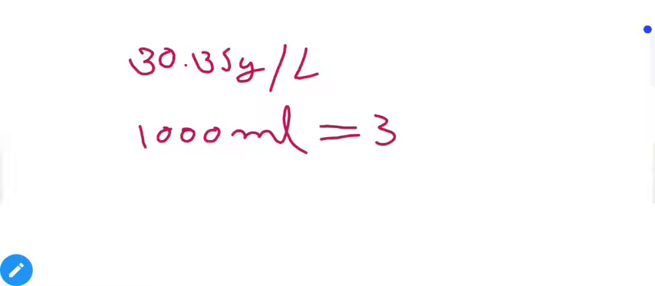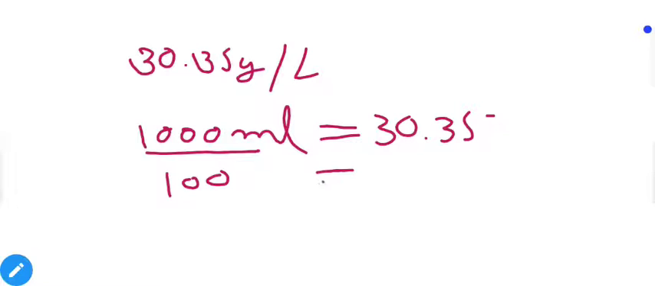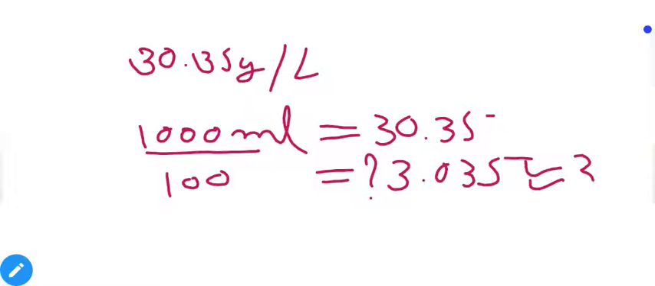into percentage. 1000 ml is equal to 30.35 grams, then 100 ml is equal to how many? So simply it will be 3.035, or approximately 3. So we have 3% solution of H2O2.